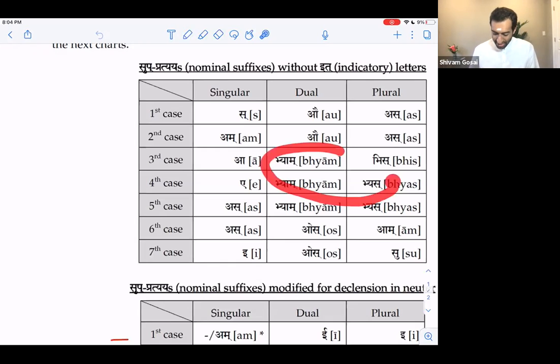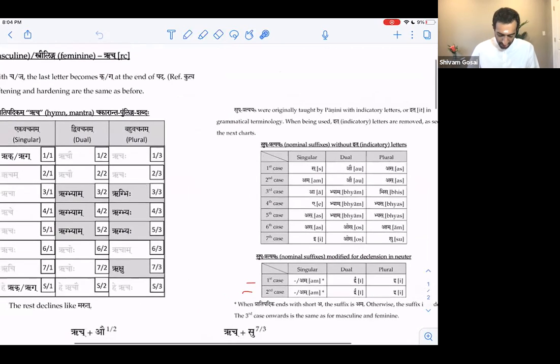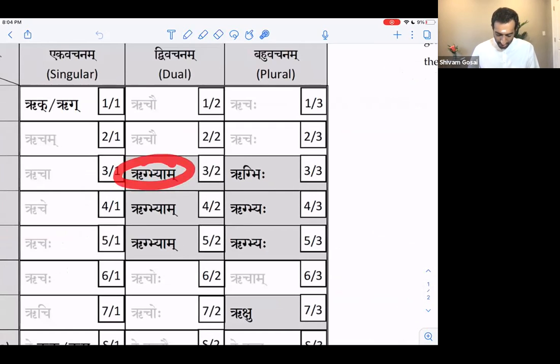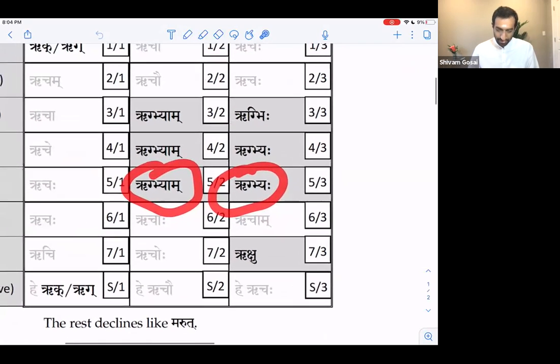Okay, remember now this is the pada section, so there's going to be a change that takes place here. So we get rigbhyam. Rich becomes rig. Rigbhyam, rigbhihi. This is normal, so rich plus a, richa. Rigbhyam, rigbhyaha, richaha, rigbhyam, rigbhyaha, richaha, richoho.